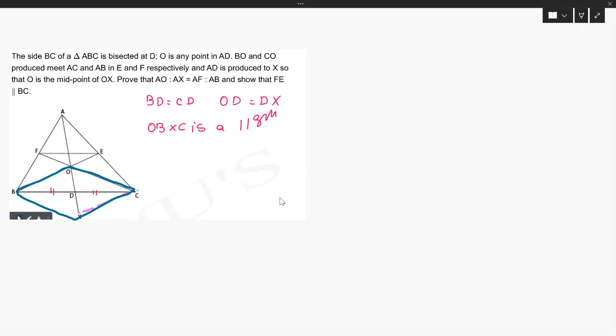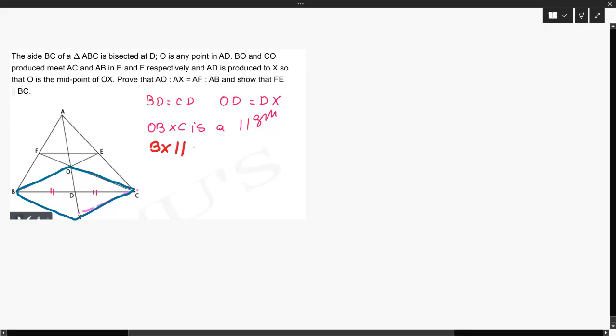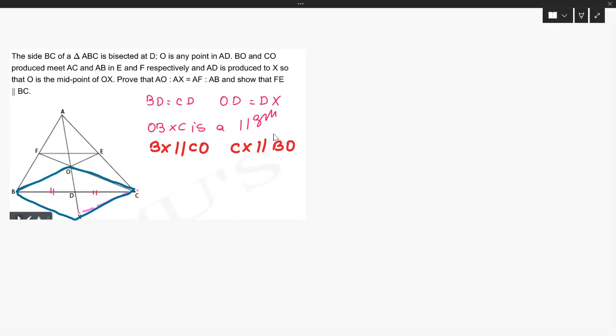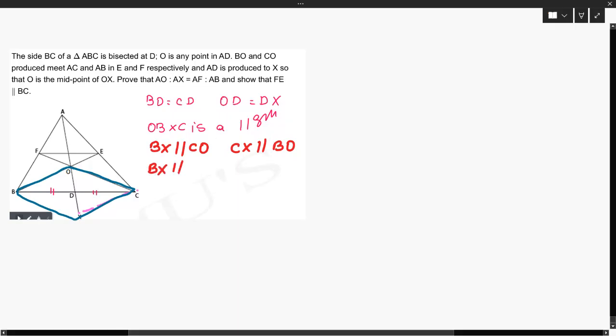When a quadrilateral is a parallelogram, that means its opposite sides are parallel. So BX is parallel to CO, and CX is parallel to BO. Now instead of CO, can I write an extended version of it, line CF, and the extended version of BO, that is BE.